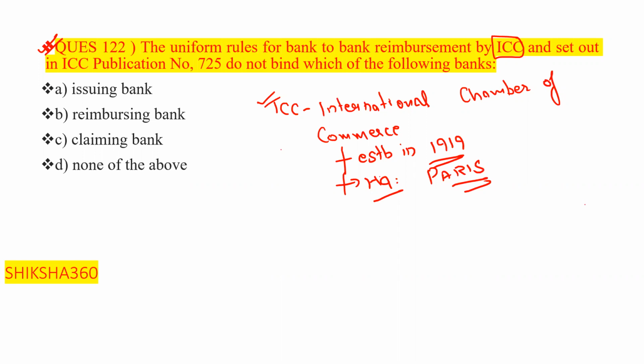What it says is, the uniform rules for bank to bank reimbursement by ICC, set out in ICC publication number 725. Clear? 725. This is known as URR 725. Clear? Which of the following banks do not bind under it?